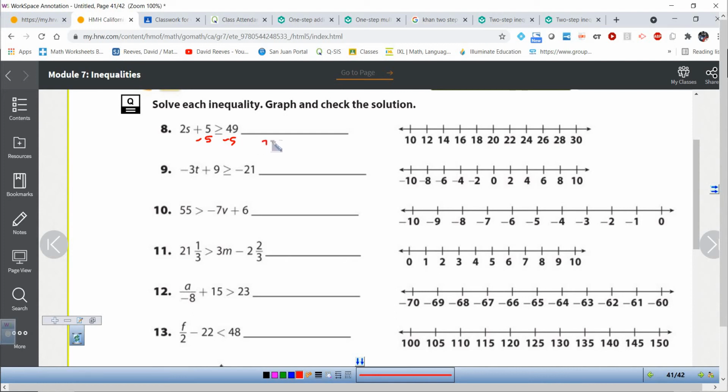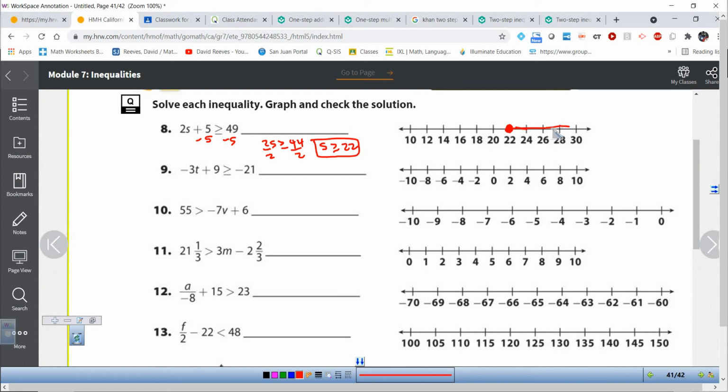I'm going to write it over here. That's going to give me 2s is greater than or equal to 44. And the inverse of multiplying by 2 is dividing by 2. And that's going to give me s is greater than or equal to 22. All right. And then remember, when we go to make a graph, we're going to find that boundary number 22. It's greater than or equal to, so that means it's going to be a closed circle. All right. And where are they greater? Greater goes to the right.